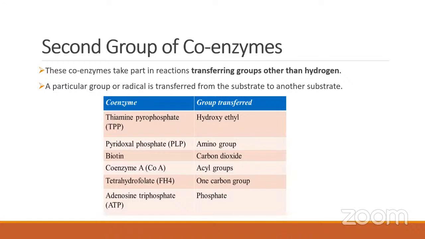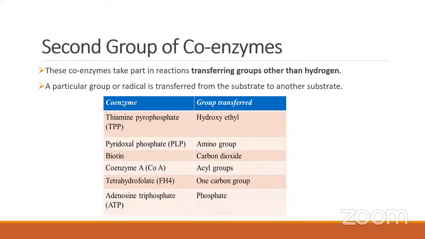Glucose is converted to glucose 6 phosphate in the first reaction of glycolysis. Okay, very good. But you all know it, right? How the ATP is donating the phosphate molecule, converting the substrates to another product. So these are the second group of coenzymes.